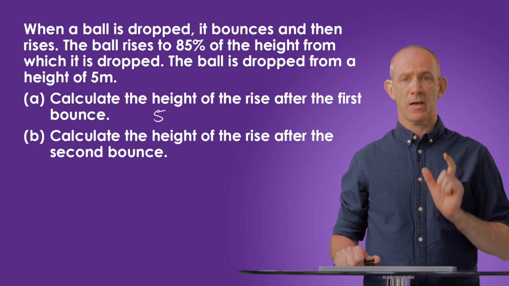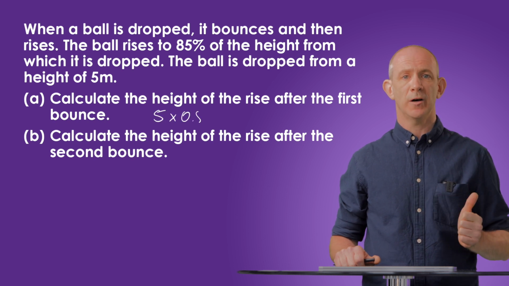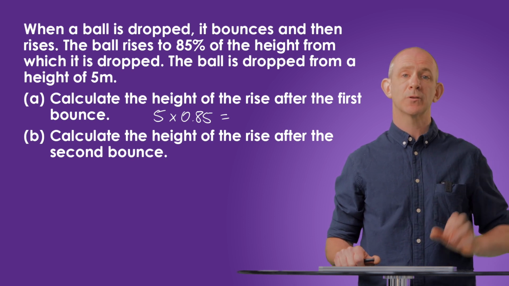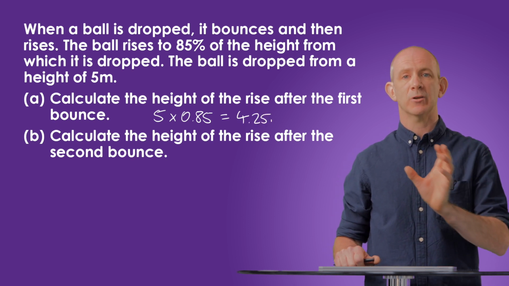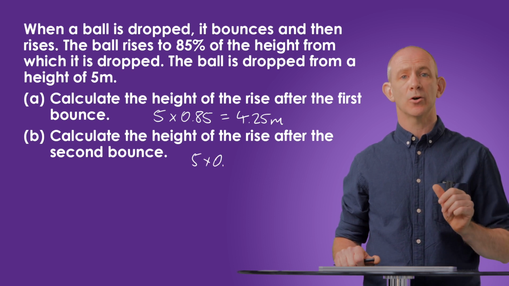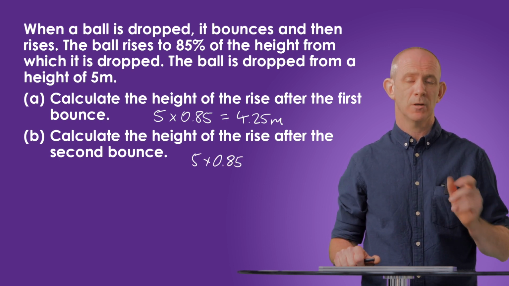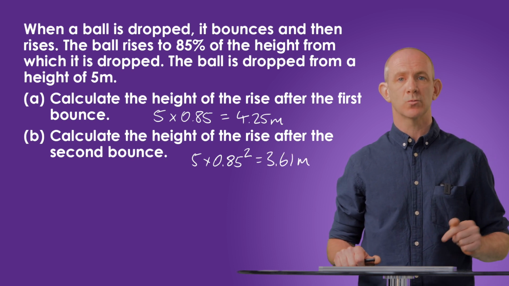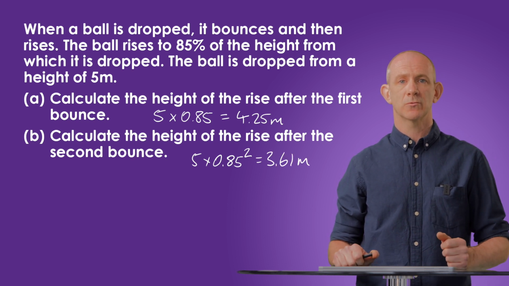To calculate A, we want to do 5 times 0.85, which gives us 4.25 metres after the first bounce. Then to calculate B, we should recognise that the term is the number of bounces. So 5 times 0.85 to the power of 2 gives you 3.61 metres after the second bounce.